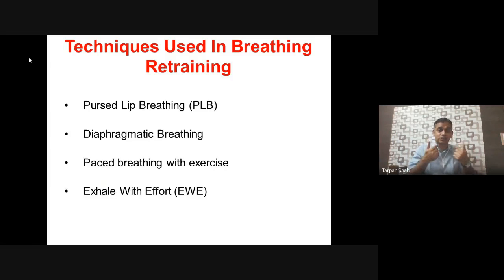Instruction should not be given for the inhalation. Inhalation will automatically occur. But while exhalation, ask them to count 1, 2, 3, 4. Then again, inhalation will occur. So we want to maintain the inspiratory to expiratory ratio of 1:2. So these are the four main techniques which we use for breathing retraining: diaphragmatic breathing, paced breathing with exercise, and exhale with effort.